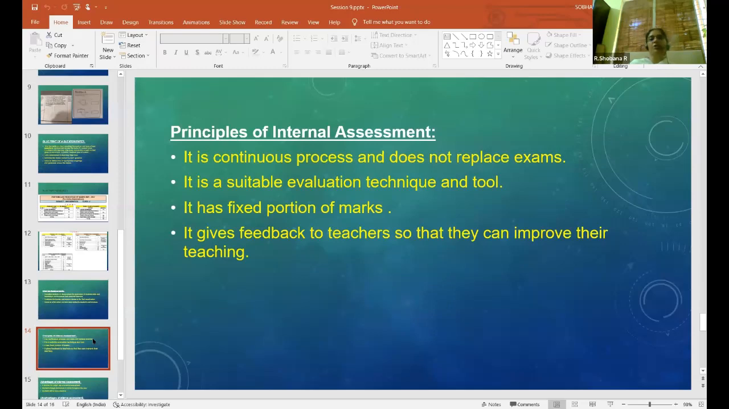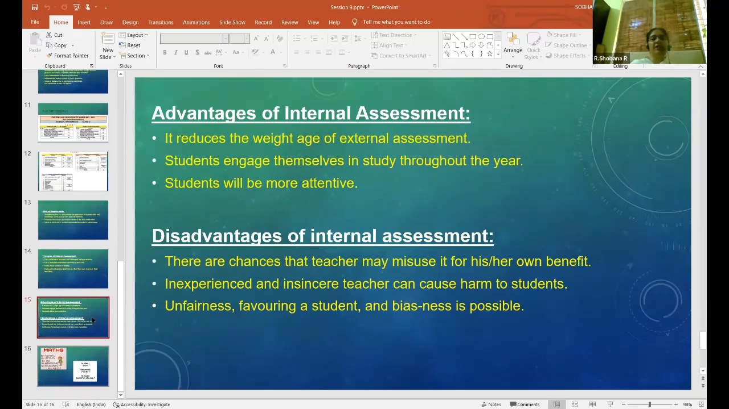It has a fixed portion of marks. Of course, we have to allot a certain portion for all these. It gives feedback to teachers so that they can improve their teaching. This we have seen. And the advantages of internal assessment: it reduces the weightage of external assessment, and students engage themselves in study throughout the year. When you tell them every Friday I'll give a small test that is used for internal exam, of course they study the week's portion and come. Or you can have a test every Monday so that they use the weekend for brushing up the concepts taught throughout the week. Students, of course, will be more attentive in the class.